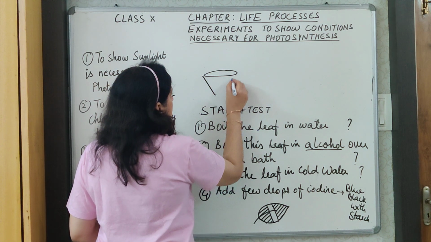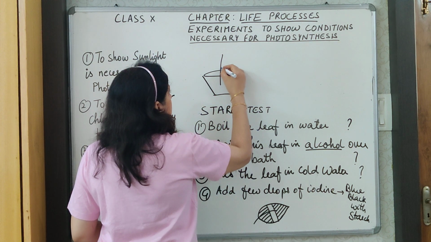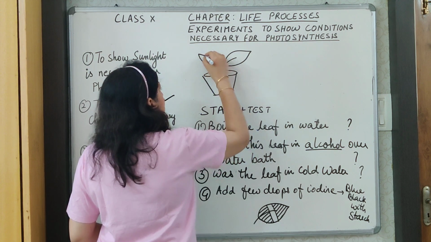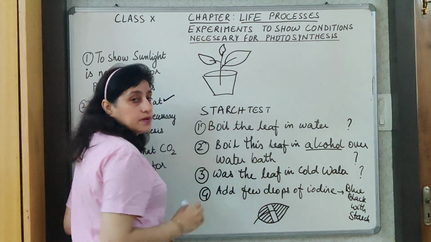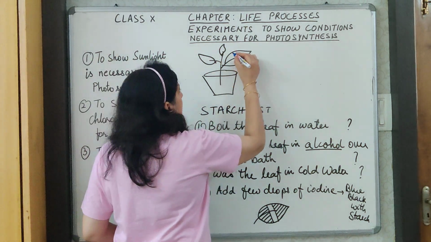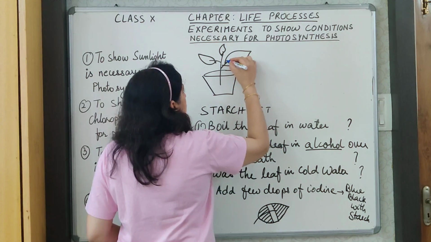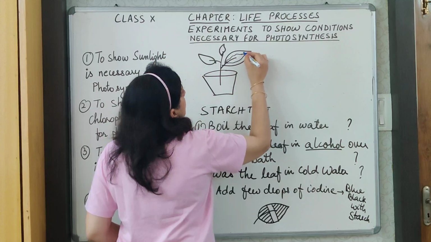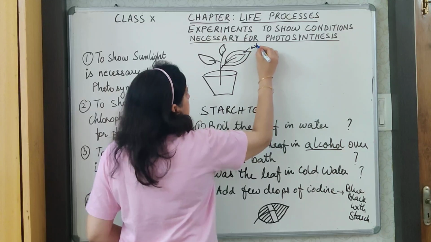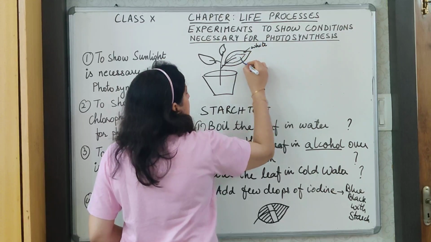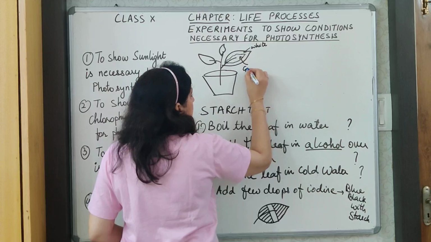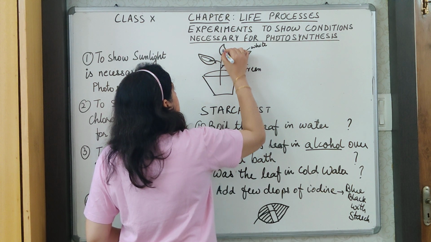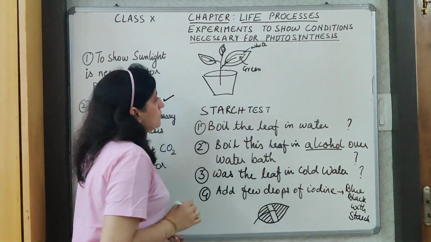Now say this is my potted plant and this is the leaf which I have selected, and this is a variegated plant, I told you. So in the variegated plant, some portions of the leaf, say this outer margin, is white and the inner part of the leaf is green in color. The same is with the plant, because the plant itself is variegated like this.